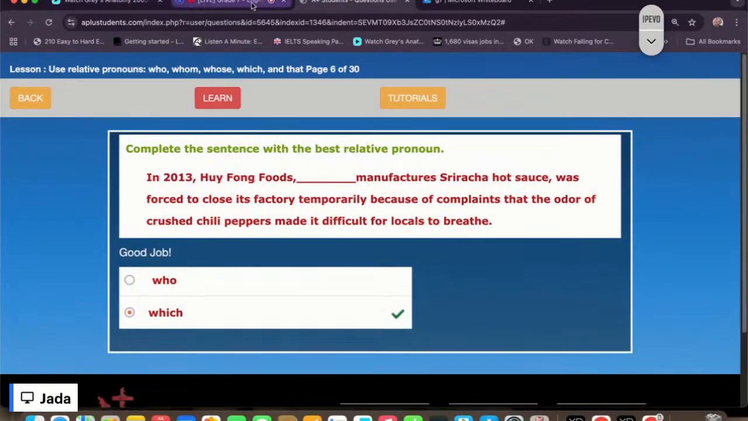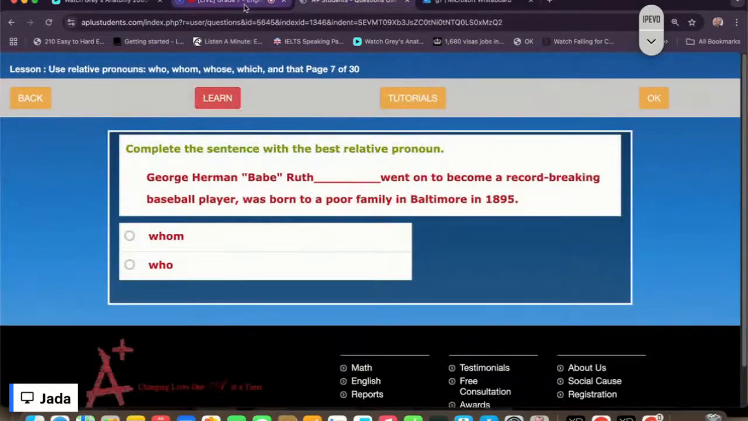So that's it for our lesson on relative pronouns today. Can you tell me if you have any questions?